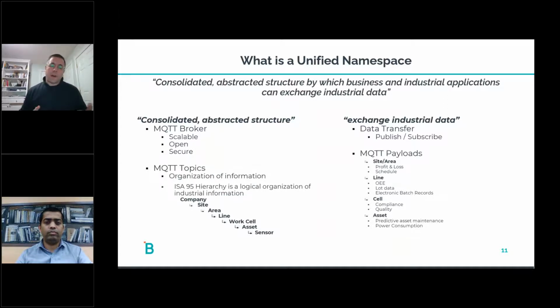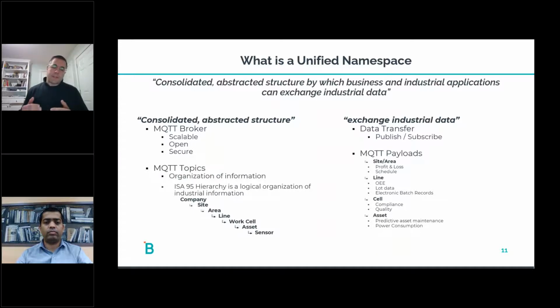Now, when we talk about that topic structure, there are different data sets at different levels. So when you think about the site or the area level, you may define a profit and loss. Of course, you don't define that at the cell or the asset level. It would sit at that higher level. You may also have a schedule at the site or area level. When you think about a line, you may have things like OEE calculations or lot data or batch records. When we get into work cells, we may have things like compliance and quality or traceability. And then when we get into assets, we get into predictive asset maintenance or power consumption.